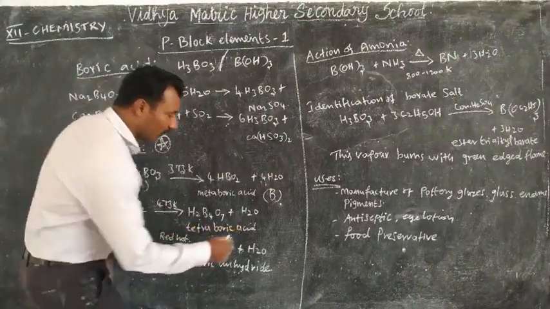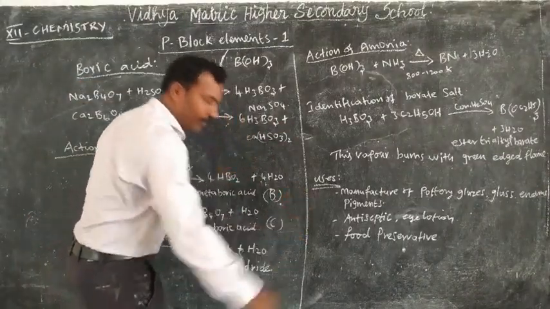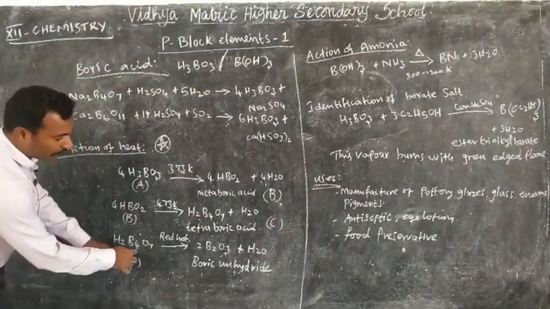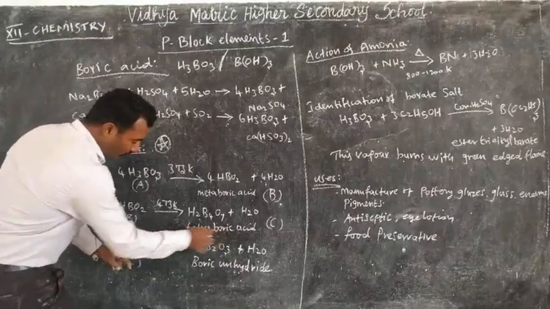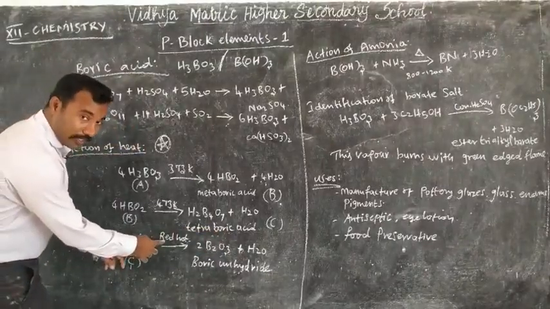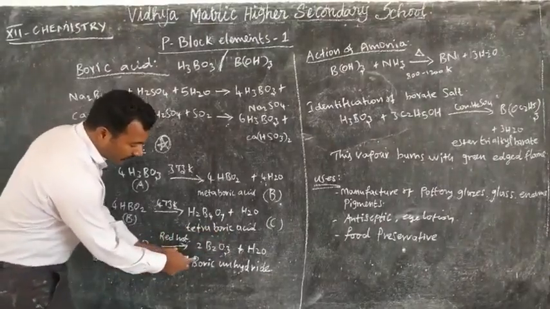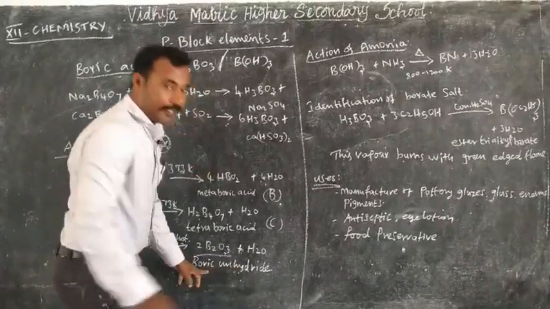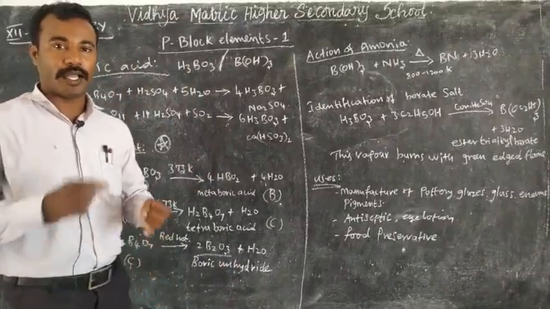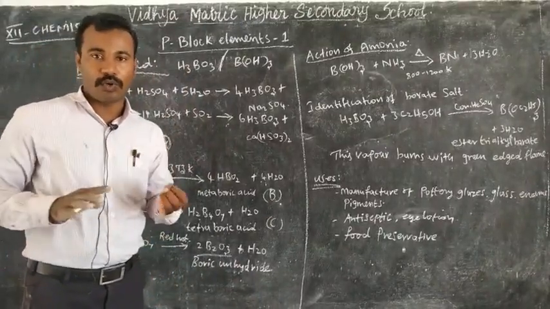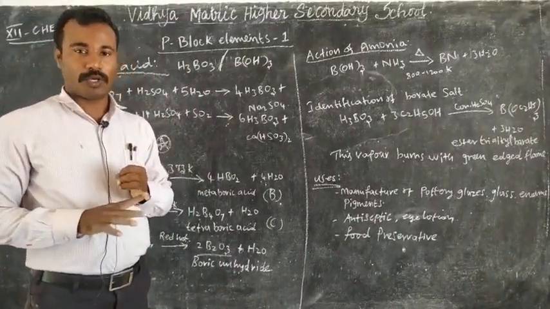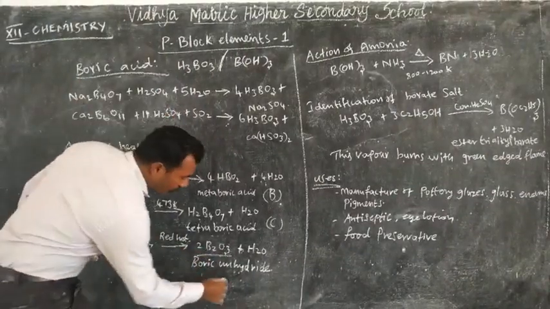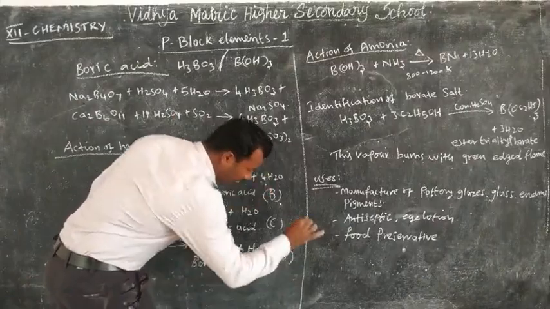This is compound C. Then compound C, H2B4O7 tetraboric acid, at the red hot forms B2O3, that is a boric anhydride. Boric anhydride means there is no water molecule. That is boric anhydride B2O3, that is compound D.